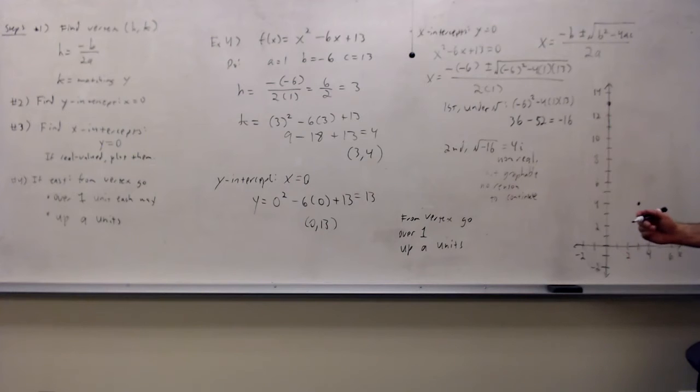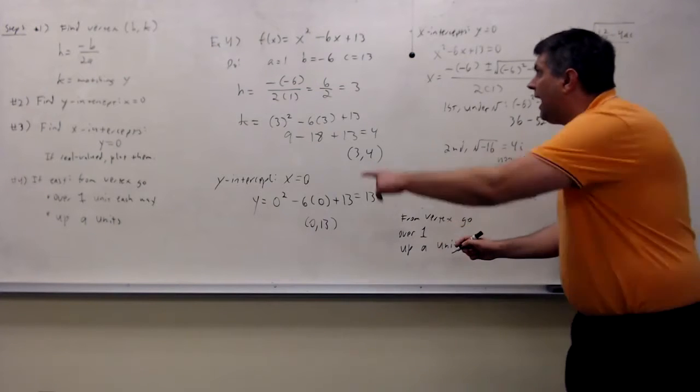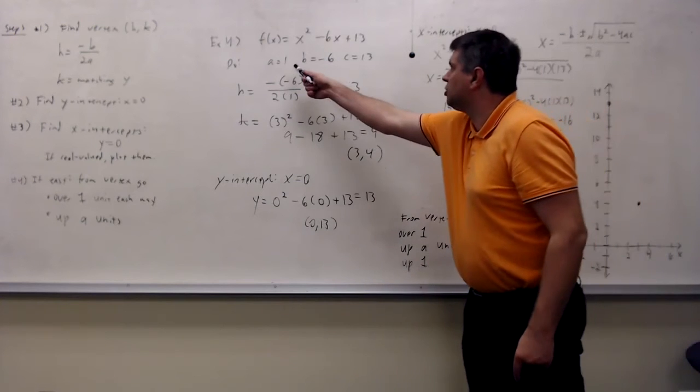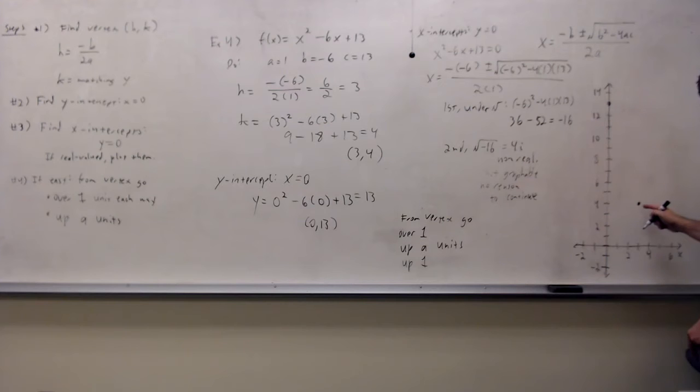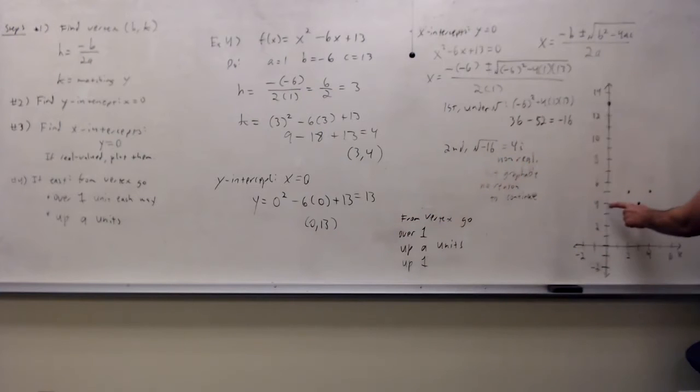Okay, so our only easy points are from the vertex: go over 1 and up a units. So a is 1, so that means up 1. So over 1, up 1, over 1, up 1. We're also going to use the principle of symmetry with the y-intercept. The y-intercept was 3 units over from the vertex with a y-coordinate of 13. We're going to repeat the process over the vertex.